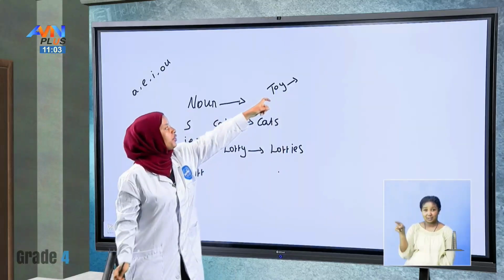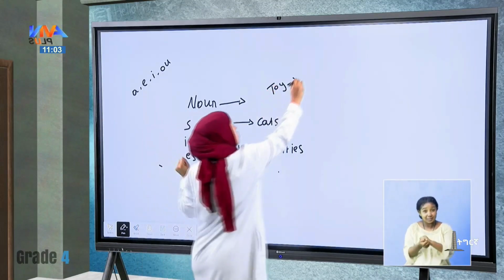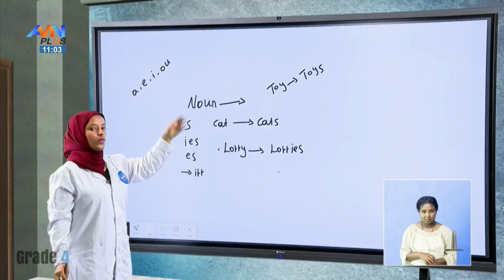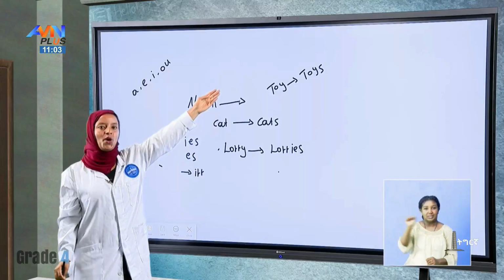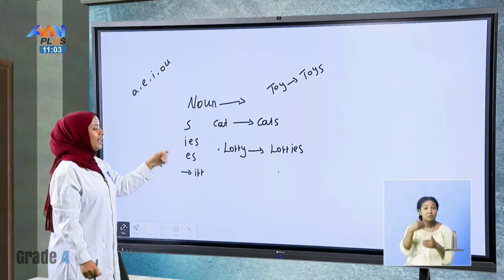Like toy. Look at it. Here, before Y, there is one vowel letter. When we change it, we just add S. Toy, toys. This is the rule, students. Don't forget it. The next one is ES.